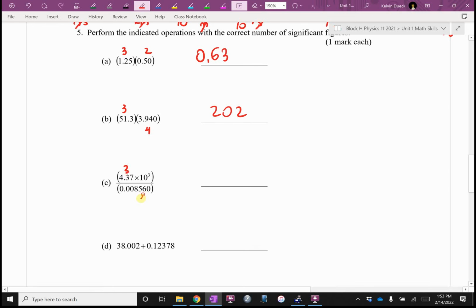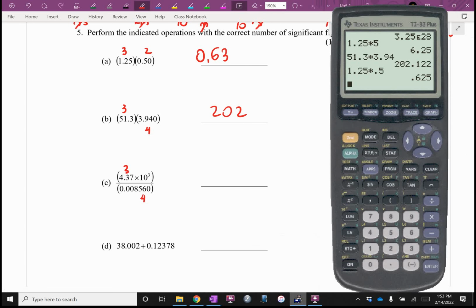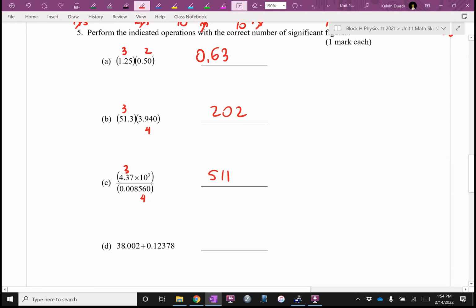3 sig figs, 4 sig figs. I'm going to go to 3 sig figs. 4.37, scientific notation 3, divided by 0.008560. I guess the third sig fig is the 0. Is that 0 going to stay a 0 or become a 1? 1.